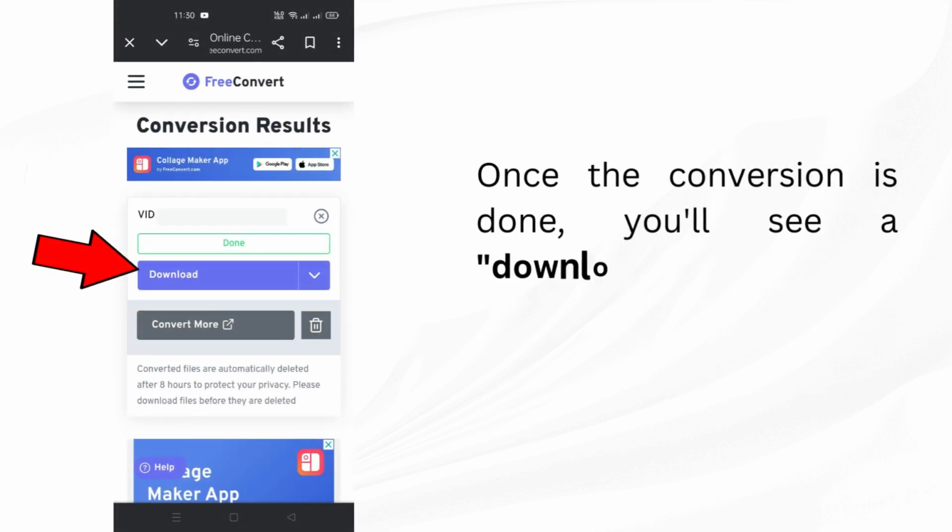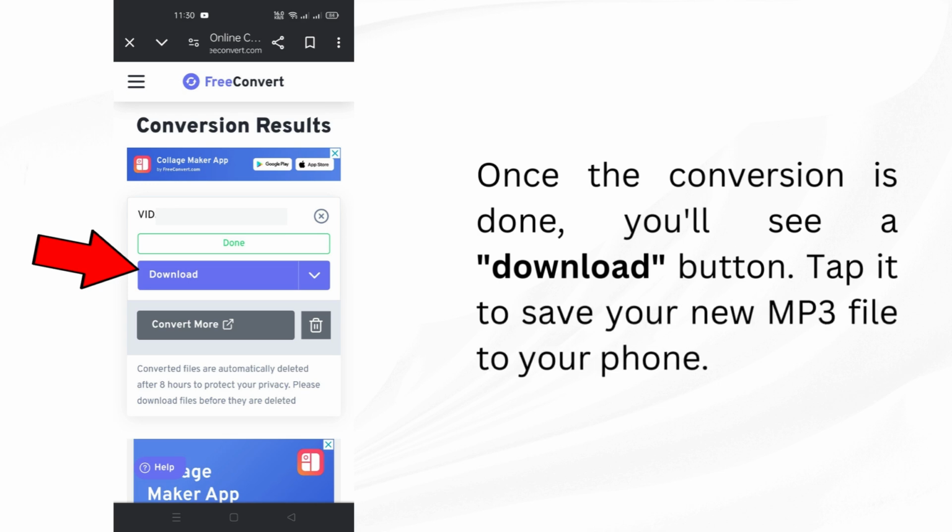Once the conversion is done, you'll see a download button. Tap it to save your new MP3 file to your phone. Thanks for watching. Now you know how to download voice clips from Messenger and convert them into MP3 files.